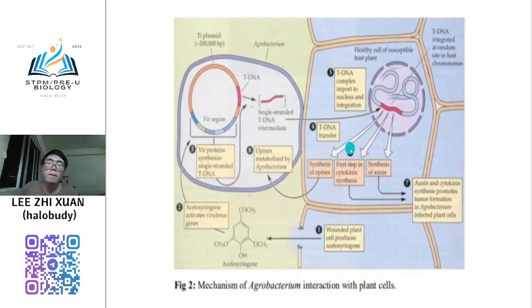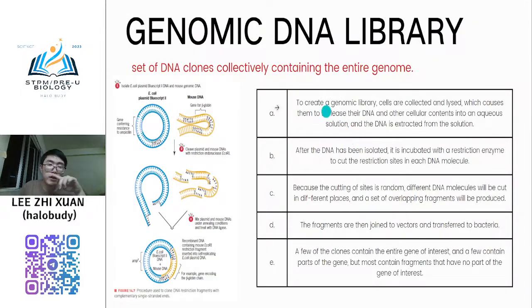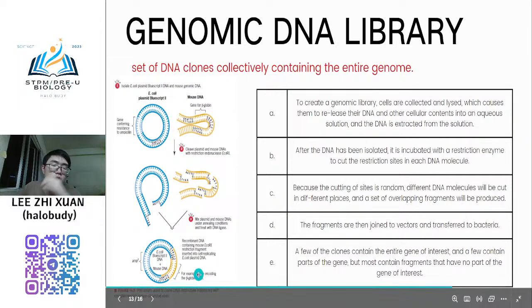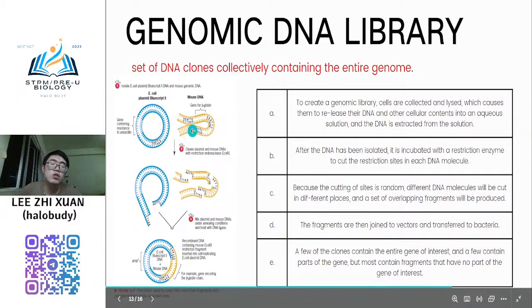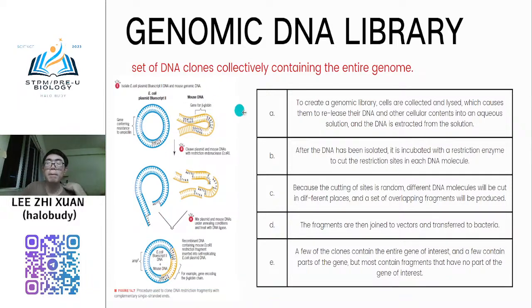So the genomic library is a set of DNA clones collectively containing the entire genome. Normally we isolate the entire gene. Indeed we want all the genes. We don't care whether it is exon or intron, we don't care. We want everything. So we isolate all the genes. So normally this bank is bigger compared to a cDNA library for one organism.